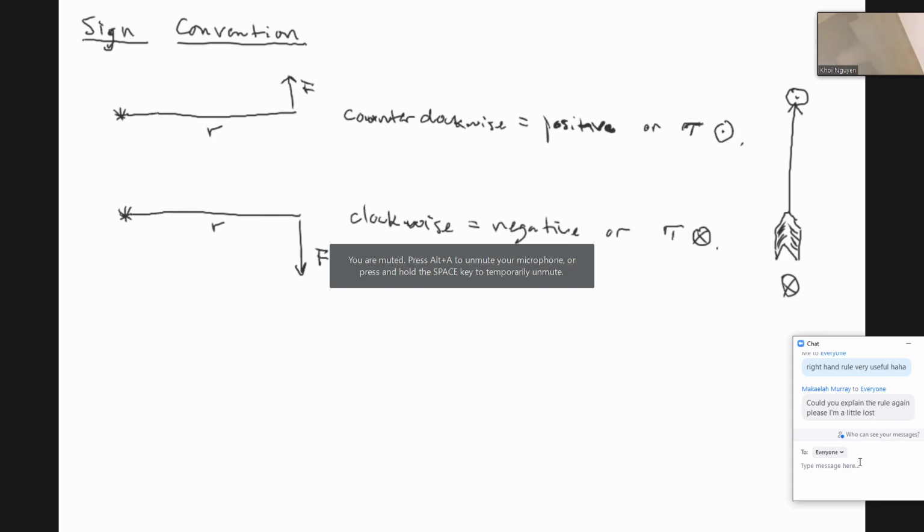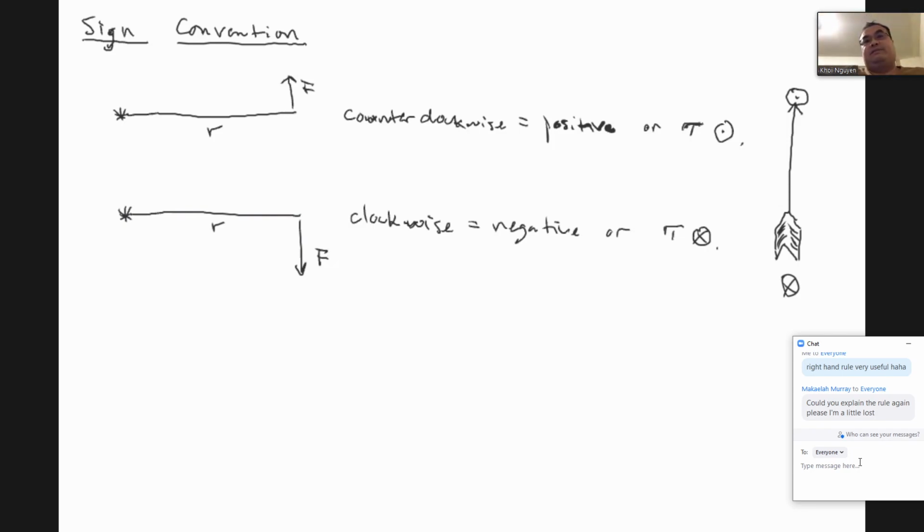Sure. Let's go over it again. Point your fingers in the direction of the lever arm. Is my hand on camera? I can't see myself. Sorry. Okay, there it is. Curl them in the direction of the force. So where's my thumb pointing? Towards me, right? Because it's all relative to the person using the right hand rule. It should be towards you, right? So that means that's where the dot is.